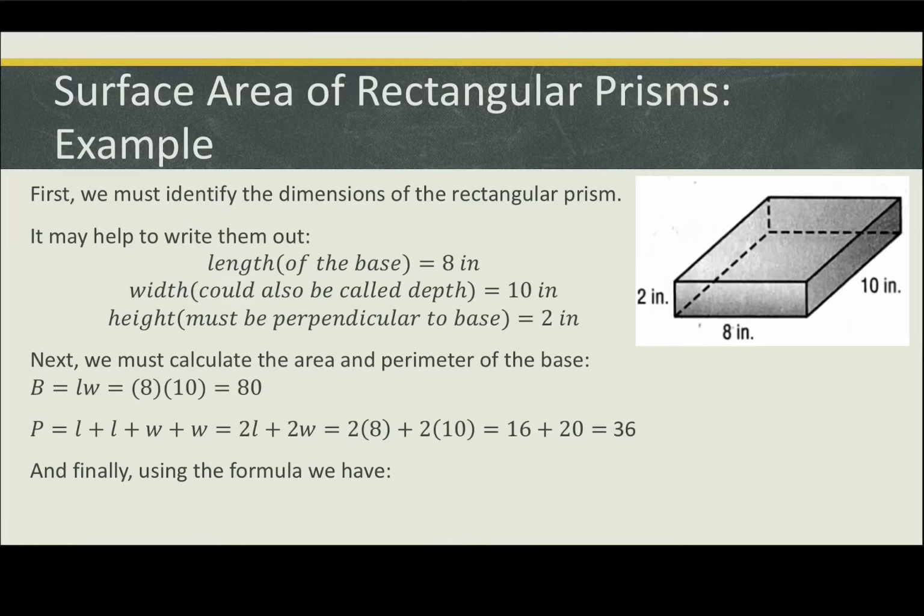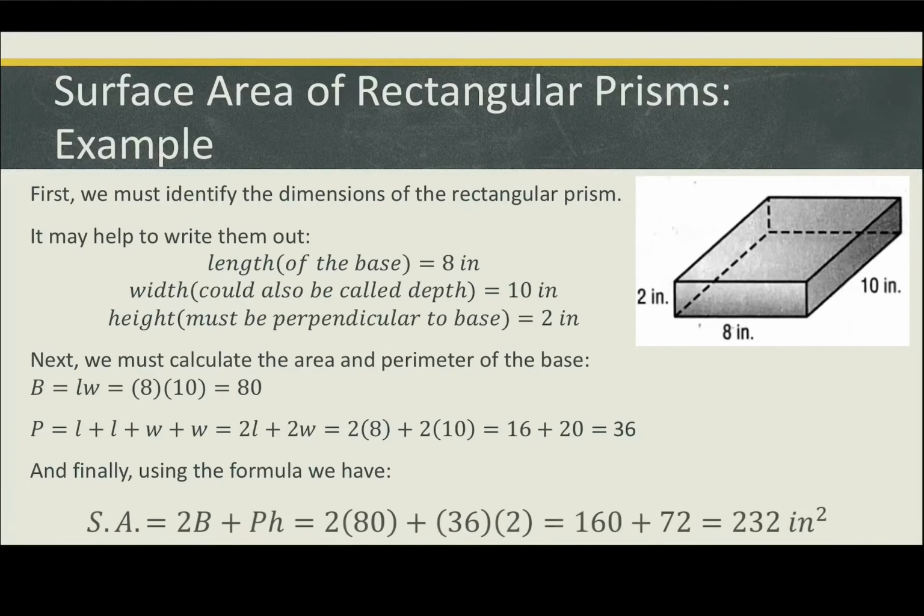And now, using the formula for surface area, again, that's 2 times capital B, which represents the area of the base, plus capital P, the perimeter of the base, times the perpendicular height. Again, substituting in what we calculated, we have 2 times 80, which gives us 160, plus 36 times 2, which gives us 72. Finally, we add those together, and we have 232 inches squared.